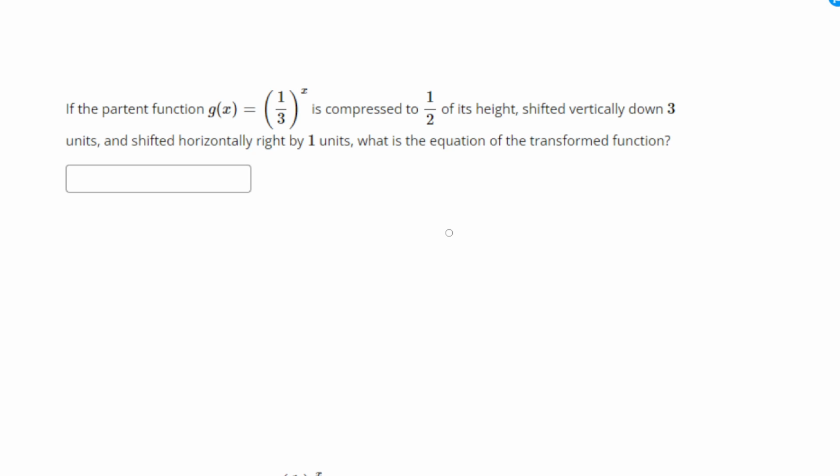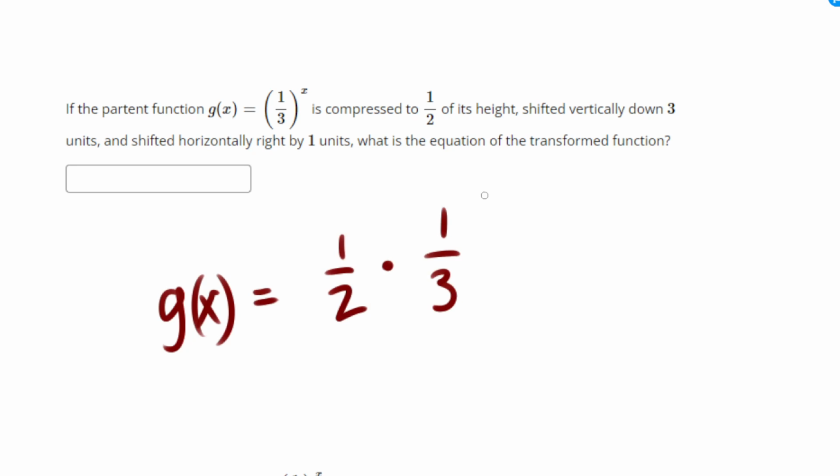The parent function, g of x, equals 1/3 to the x is compressed by 1/2 of its height, shifted vertically down 3 units, and shifted horizontally right by 1 unit. What's the equation? We are going to make sure that you're doing g of x if it says g of x. You want to make it stay the same. So if it's being compressed by 1/2 its height, we'll do 1/2 times 1/3 to the x minus 1, because we're going to the right, and then -3.